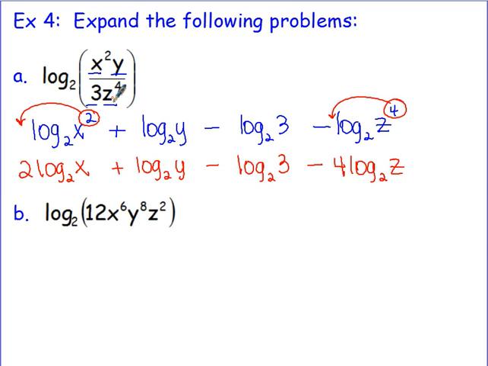So let's see how you did. First, you should have counted 1, 2, 3, 4 items. So 4 logs, all with a base of 2.